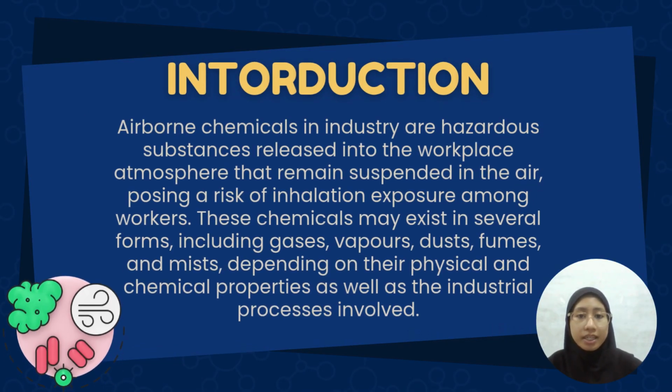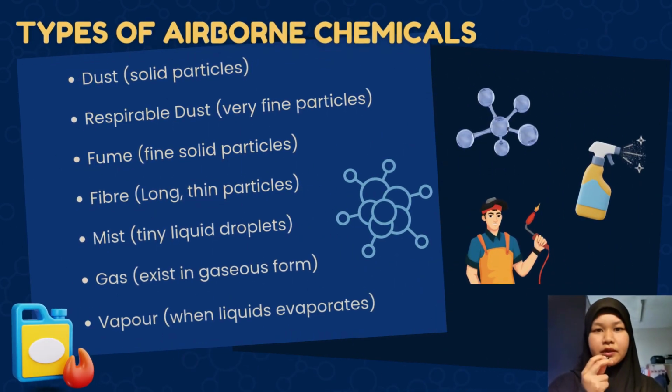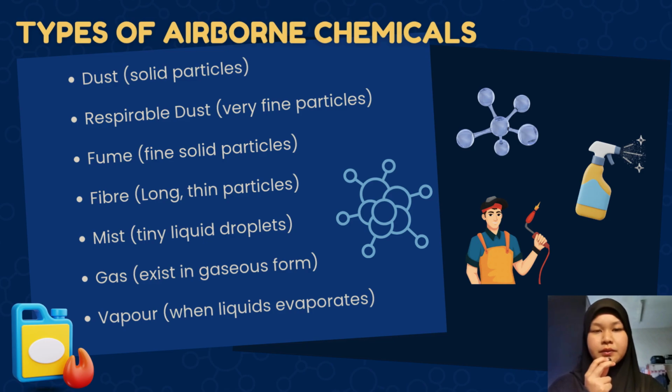Airborne chemicals in industry aren't just chemicals in air. They are a major route of exposure and a core concern in industrial hygiene. Airborne chemicals are hazardous substances that are released into the thin air in the workplace where they can be inhaled by workers. In simpler terms, they are chemicals that become part of the air, such as gas, vapor, dust, fume, or mist. There are several types of airborne chemicals commonly found in an industrial workplace.